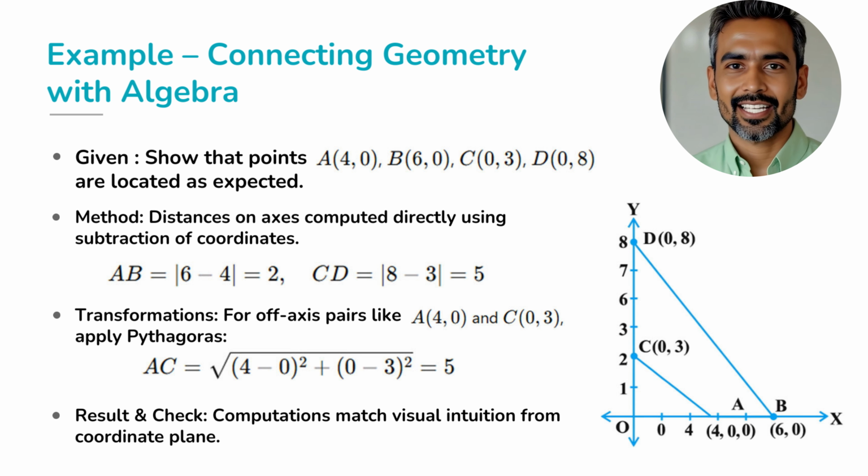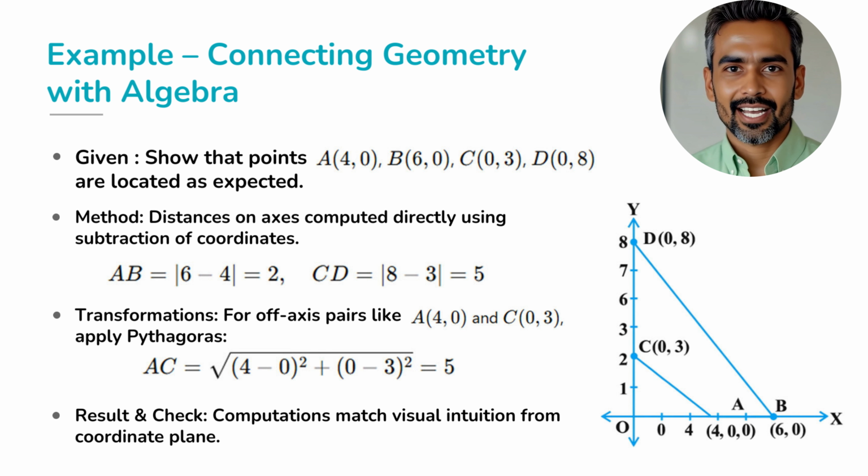Let's work out an example. Take points A (4, 0) and B (6, 0). Both are on the x-axis. The distance AB is simply |6 - 4|, which equals 2 units. Take points C (0, 3) and D (0, 8) on the y-axis. Their distance CD equals |8 - 3|, which equals 5 units.